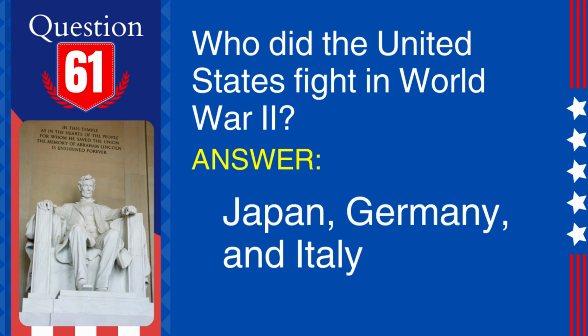Answer. Japan, Germany, and Italy. Explanation. These countries formed the Axis powers, against which the United States and its allies fought during World War II.